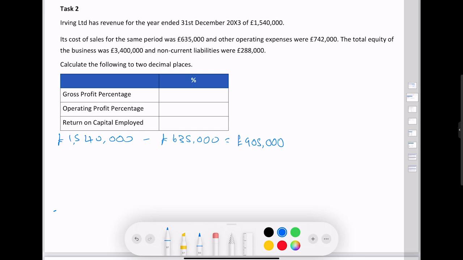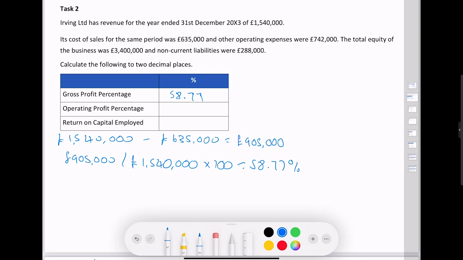So from this, we can now work out our gross profit percentage, which we should know from speaking about it on the previous task, is our gross profit figure over revenue multiplied by 100. So if we do that, we should have 905,000 over our revenue, 1.54 million, multiplied by 100 to give us a gross profit percentage of 58. So it does say within this question as well, calculate the following to two decimal places. So we've got 58.77.